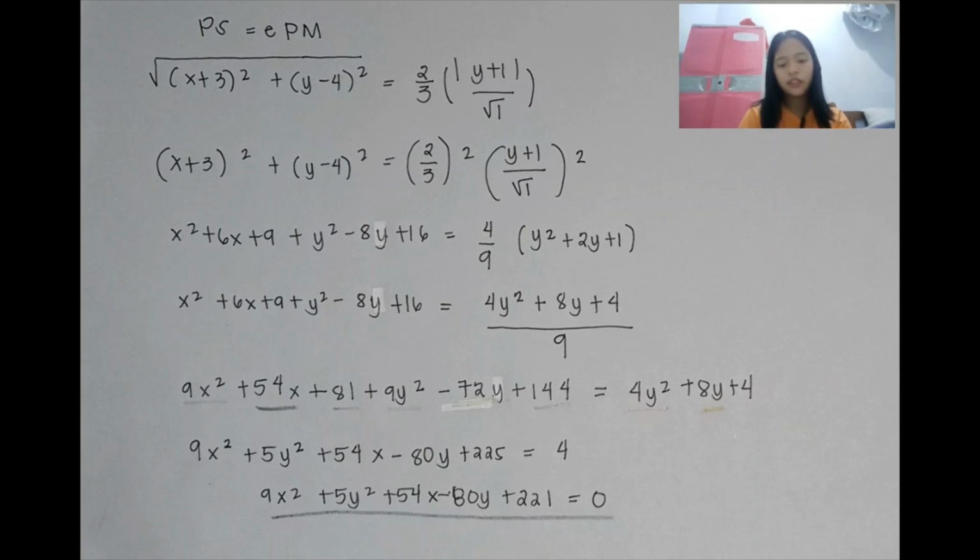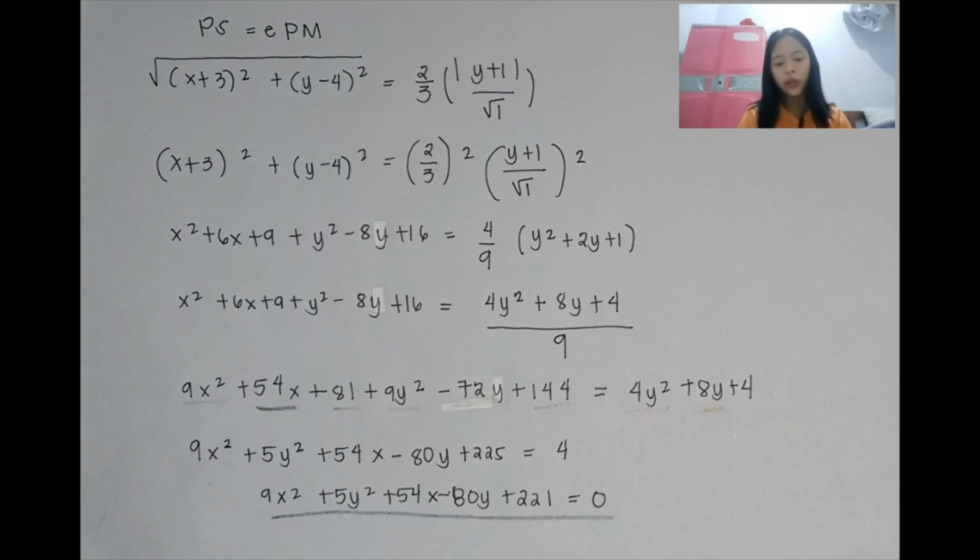9 times y squared giving us 9y squared. 9 times negative 8y giving us negative 72y, and 9 times 16 is 144. So bring down 4y squared plus 8y plus 4. To simplify, combining like terms, bring down 9x squared and combine 9y squared minus 4y squared giving us 5y squared, and bring down 54x.